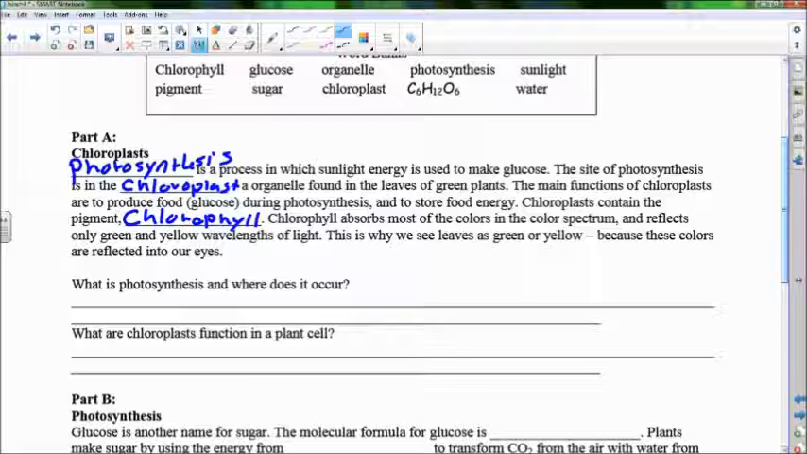What is photosynthesis and where does it occur? Okay, that is a little ridiculous. It's pretty much, it tells us right up here. Let's draw an arrow. There we go. That's what photosynthesis is, and that's where it occurs. What is the chloroplast's function in a plant cell? To make glucose.